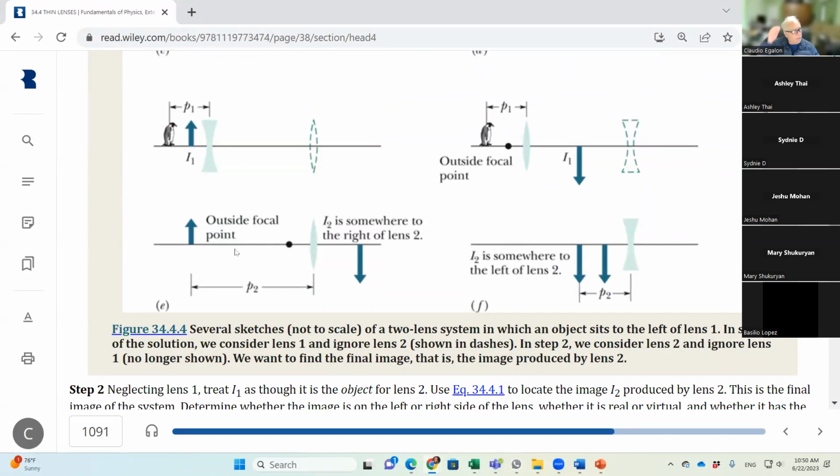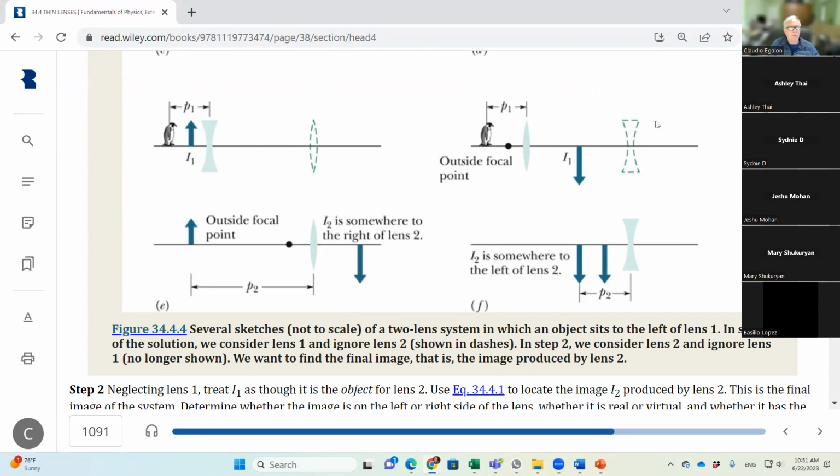And then you can also have a negative lens. A negative lens is going to produce a virtual image, right? This virtual image is going to behave like a real object for the second lens, and then it's going to produce a real image behind it. And then you have all the way around.